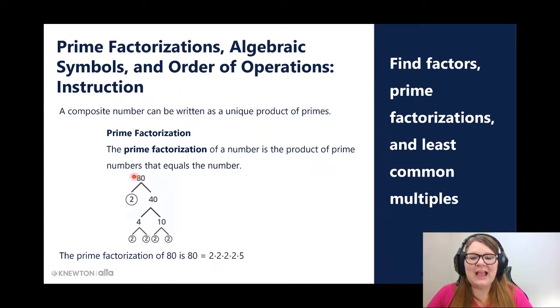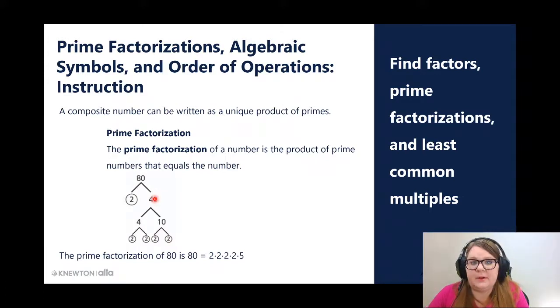So first of all, 80 is an even number. So I know that I can pull out a 2. 80 can be written as 2 times 40. So I branch down into those two things. 2 is a prime number, so I'm going to go ahead and circle it because that's the end of a branch. Now 40, I think to myself, okay, how can I break up 40?